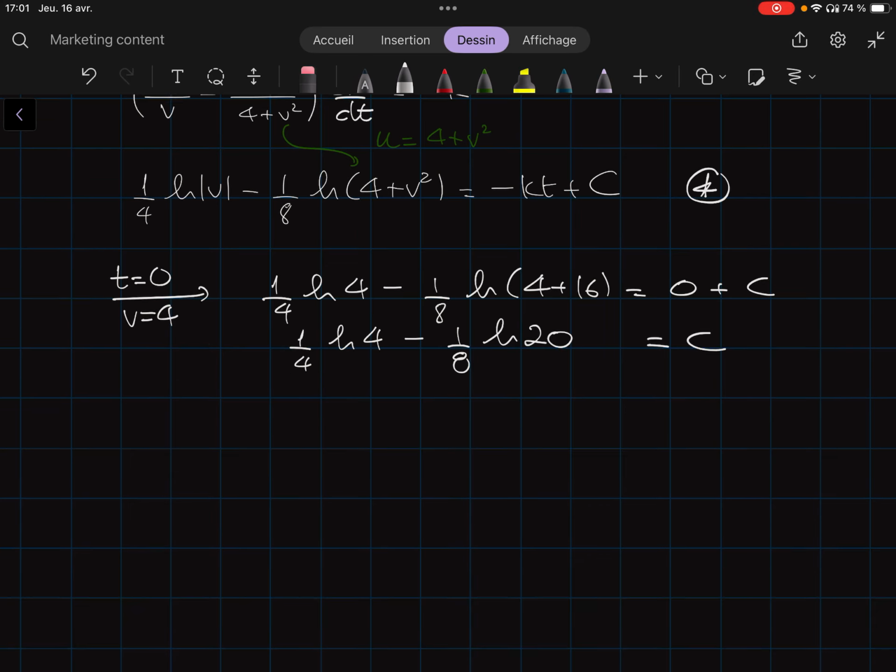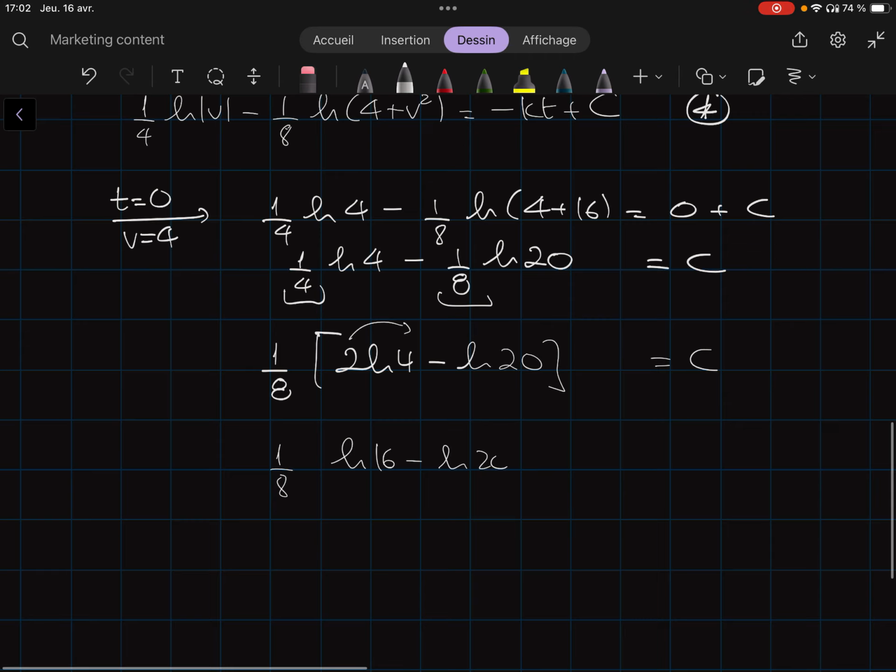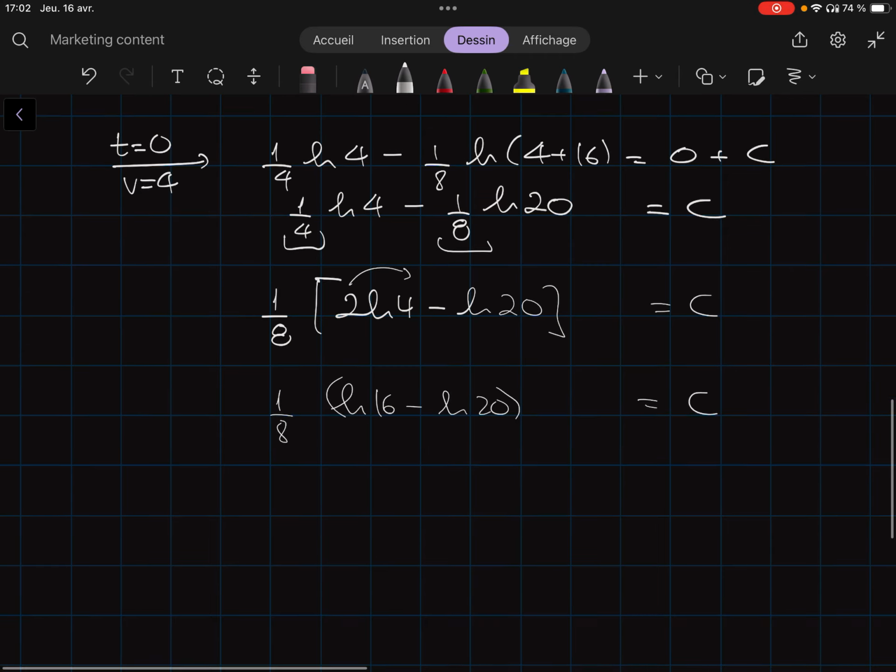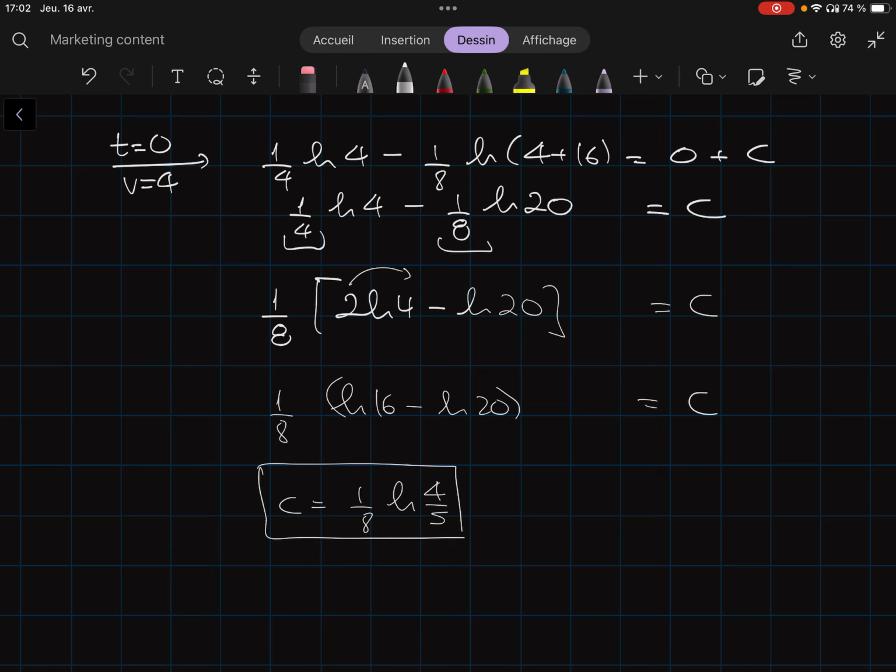How do we combine logarithms in this case? Once again, be very careful. They do not have the same coefficient. So what I'm going to do is factor out the 1/8. That will give you 2 ln of 4 minus ln of 20. This can be written as 1/8 ln of 16 minus ln of 20. And therefore, c is equal to 1/8 ln of 4/5. Cool. Moving on.